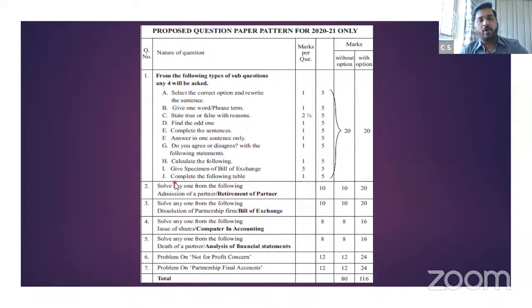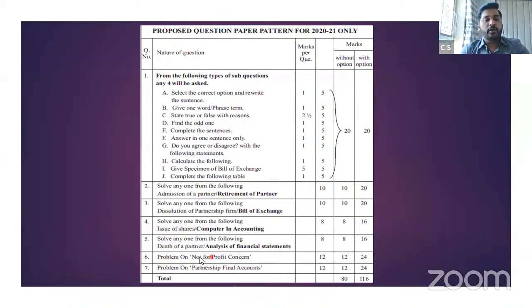Question 2, you will have an option between admission and retirement. One of the questions you will have to attempt, either admission or retirement. Question 3, the option would be given to you in dissolution or bills of exchange. In case of question 4, you are given a choice between issue of shares and computer in accounting. This would be a theory question. Question 5, you will be given a choice between death of a partner and analysis and interpretation of financial statements.